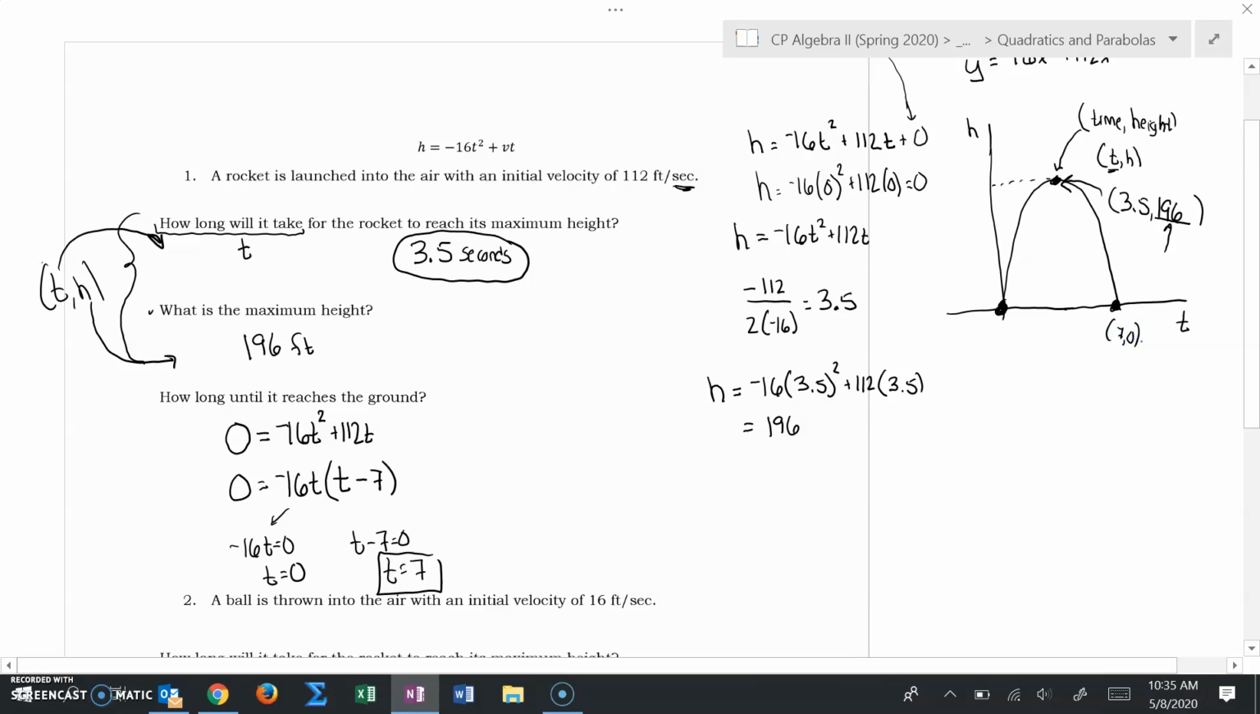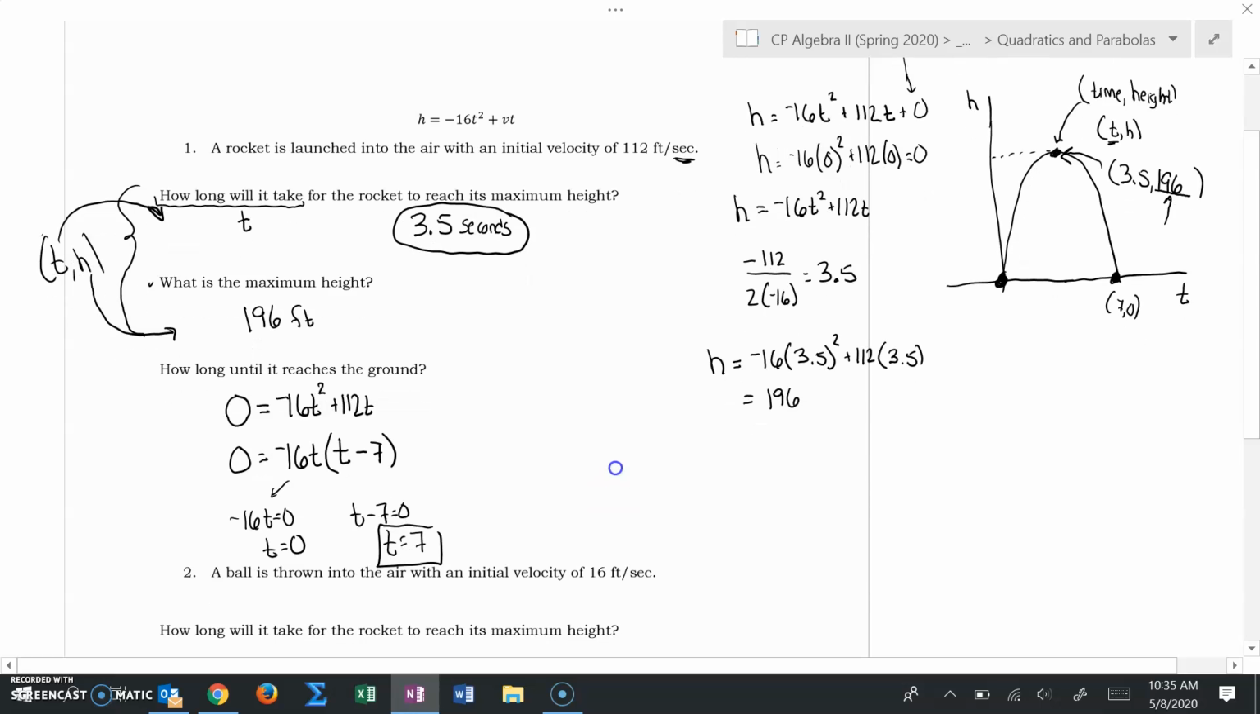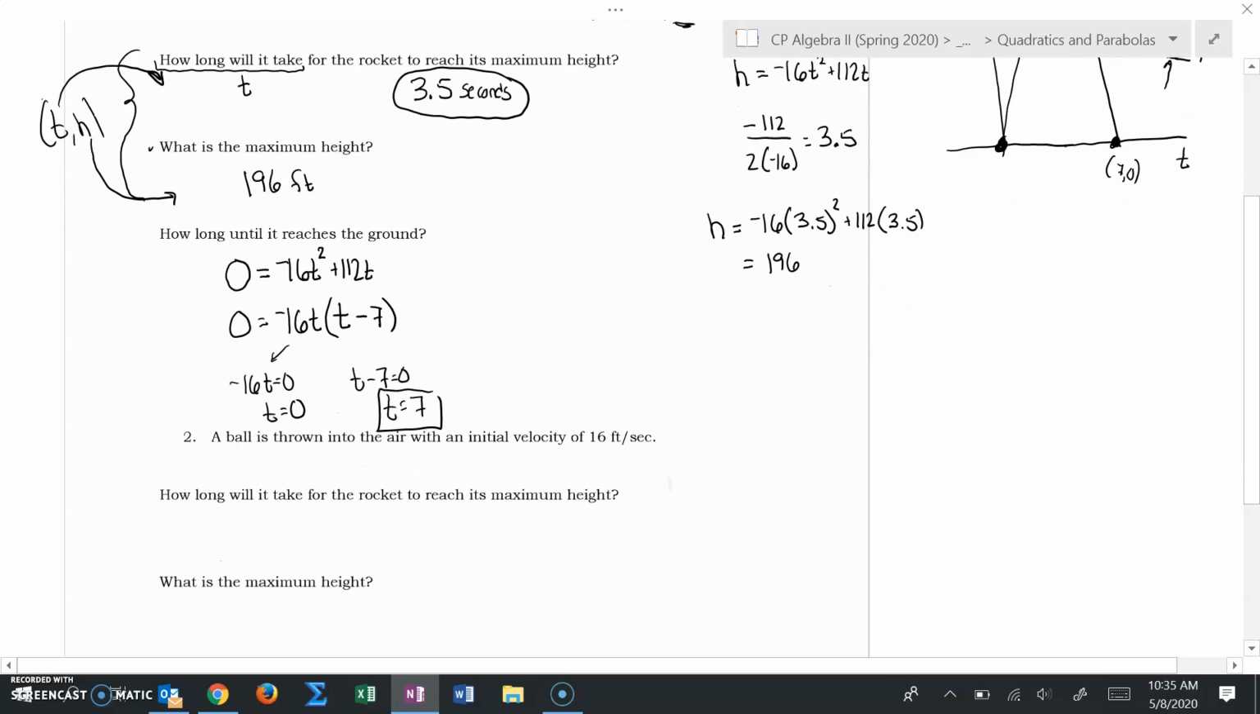So really, this is just doing your graphing, but the x-intercepts, the vertex, things that you would find normally graphing, those actually have some meaning in the context of this problem now.